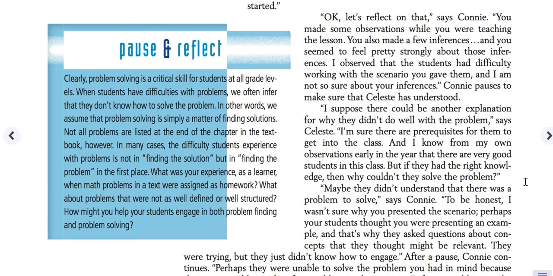"Okay, let's reflect on that," says Connie. "You made some observations while you were teaching the lesson. You also made a few inferences, and you seemed to feel pretty strongly about those inferences. I observed that the students had difficulty working with the scenario you gave them, and I'm not so sure about your inferences." Connie pauses to make sure that Celeste understood.